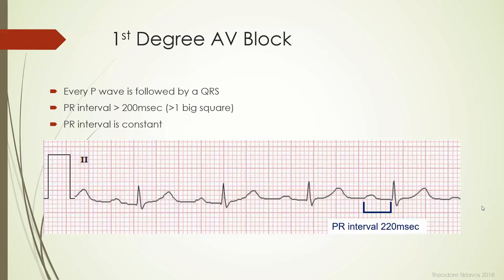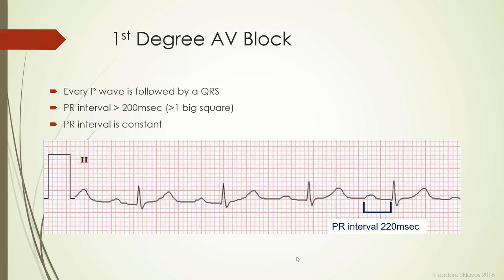So if the PR interval is greater than 200 milliseconds, or longer than one big square, then we'd say there's a first degree heart block. As you can see in this example, it's 220 milliseconds. In first degree heart block, the PR interval is constant. So the PR interval here is prolonged, but it's the same length as the next one, and the next one, and so on.